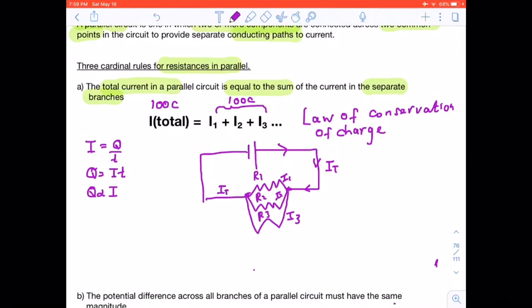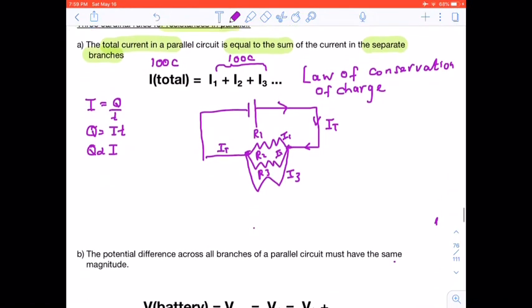So in terms of charge, it's the law of conservation of charge, and that essentially is saying the charge moving in this particular circuit is constant. In the external circuit, it is constant.